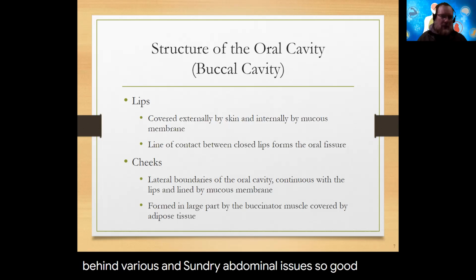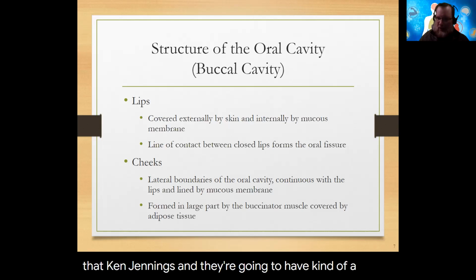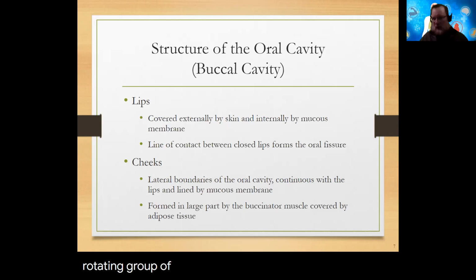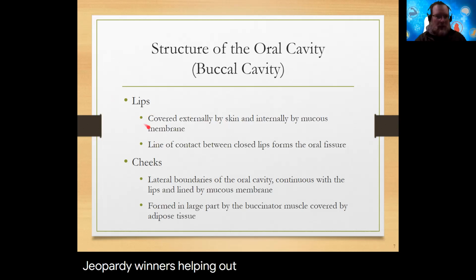So good. Stay tuned. Hey, man, speaking of pancreatic cancer, I saw that Ken Jennings, and they're going to have kind of a rotating group of folks including our LeVar Burton, Reading Rainbow guy, and other previous Jeopardy winners helping out with the hosting of that awesome game show.